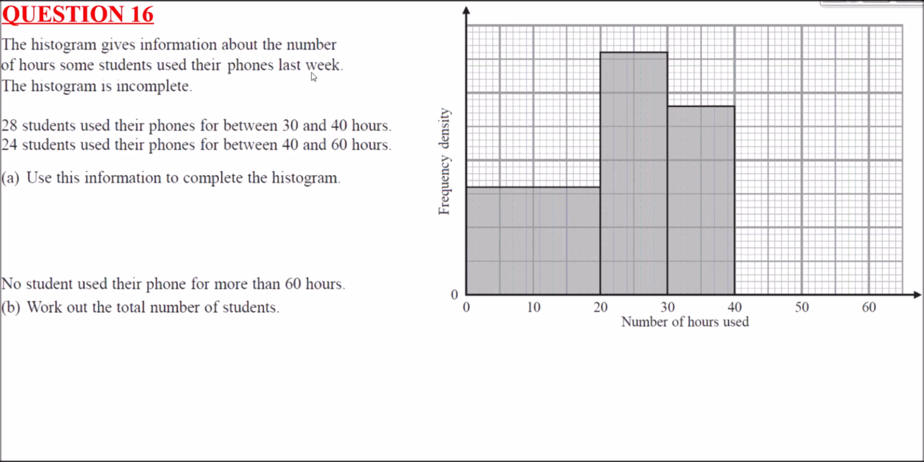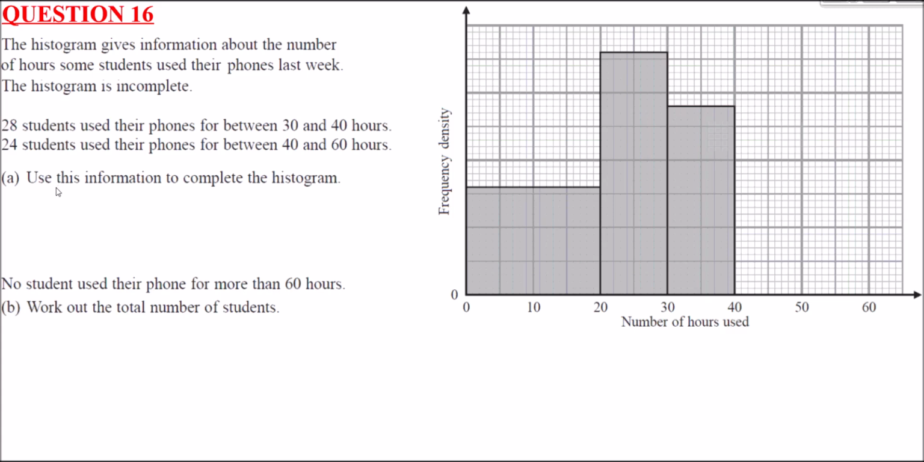Question 16 is about histograms. We've got information about the number of hours some students used their phones last week. The histogram is incomplete, however. What we're told here is 28 students use their phone for between 30 and 40 hours. So between 30 and 40, we know information about this bar. But also, 24 students used their phones for between 40 and 60. Between 40 and 60 is here, so this is the bit we're missing, that needs to be filled in for part A.